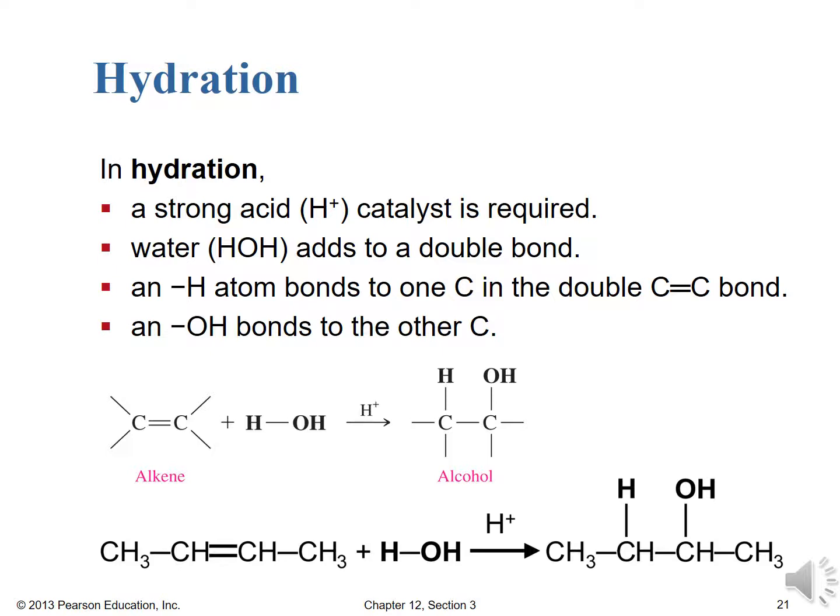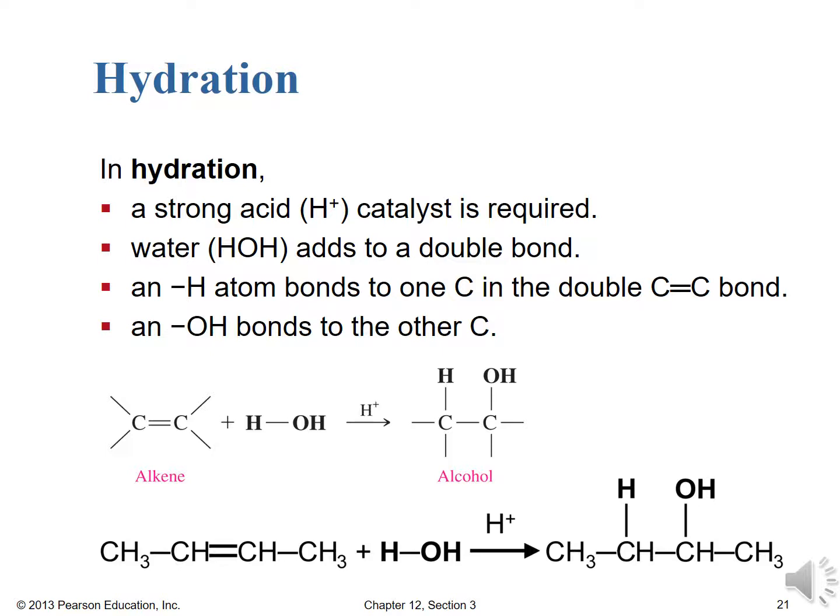Okay, so now in our addition reactions, we've discussed hydrogenation, halogenation, hydrohalogenation, and finally now we're ready for hydration. So in a hydration addition reaction, a strong acid catalyst is required. We get water, HOH, which we can think of as an H and an OH here in organic chemistry, adds across the double bond. So we add an H atom to one carbon in the double bond, and an OH bonds to the other. And so we see here for a generic alkene, we add that water, HOH, in the presence of an acid catalyst.